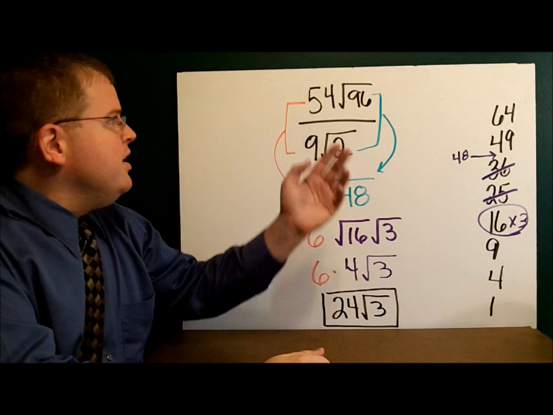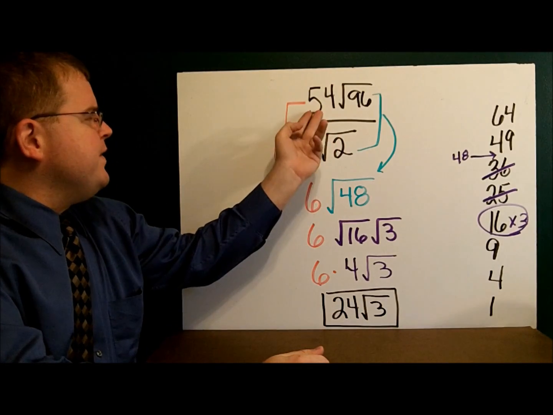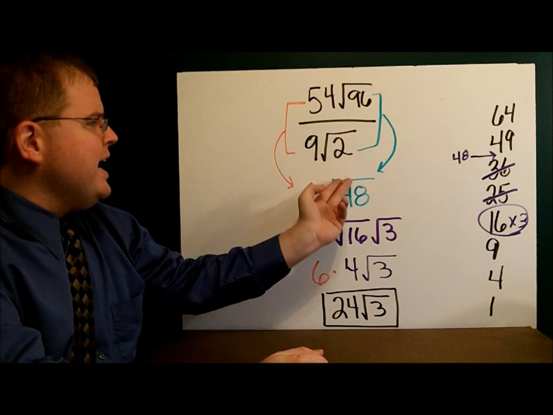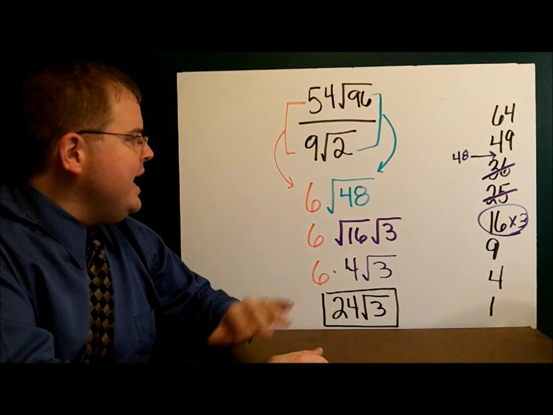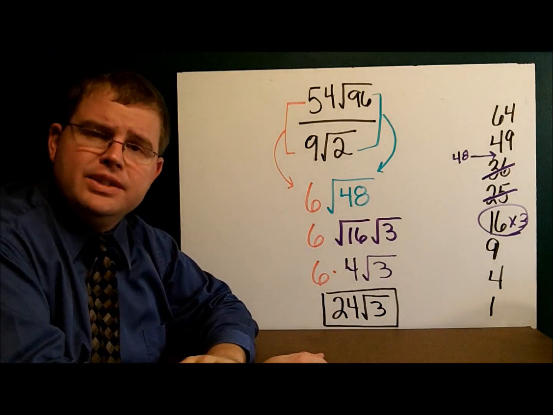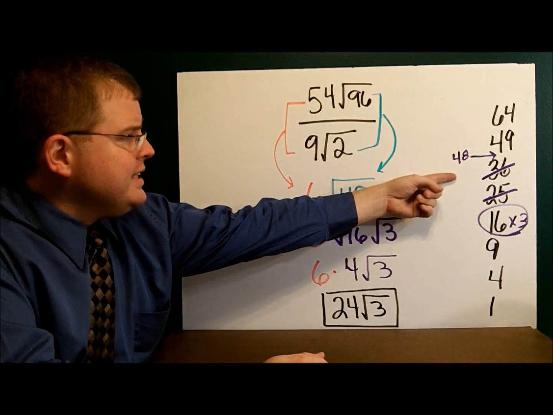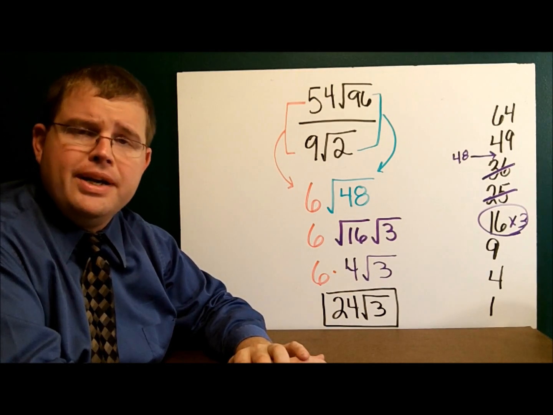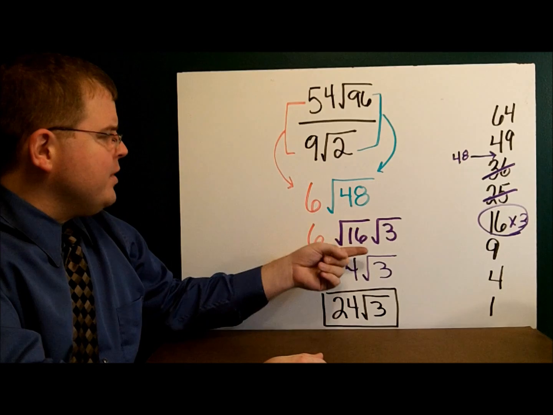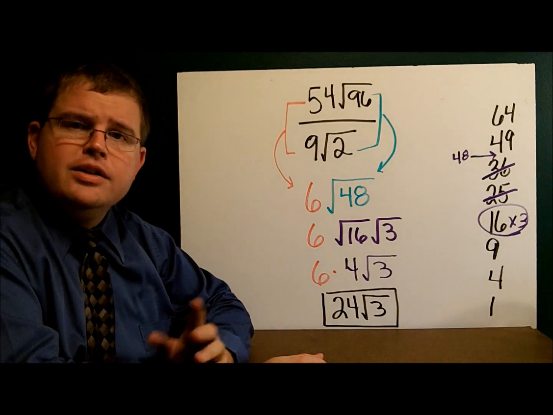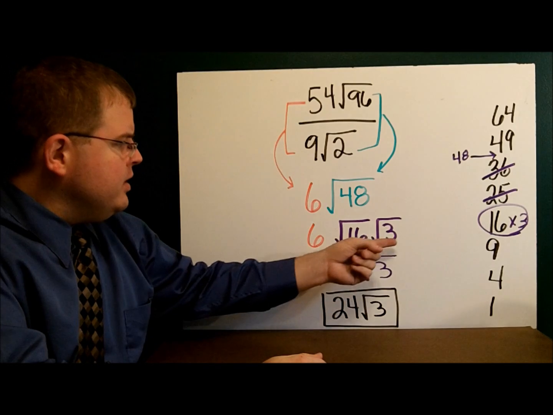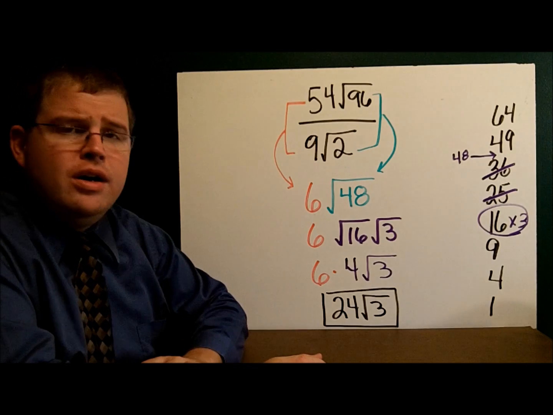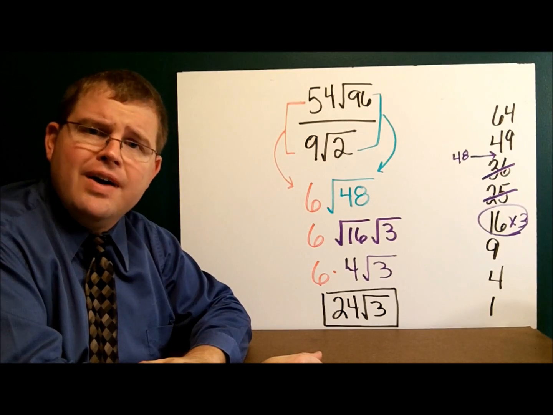Let's take a look at the answer. We divide the outsides, the coefficients, 54 divided by 9 gives me 6. The radicands, 96 divided by 2, is 48. And now I'll search for the largest perfect square that goes evenly into 48. 36 does not, 25 does not, but 16 does. 16 goes in 3 times. So I'll switch this out for a 16 and a 3. Square root of 16 is 4. Square root of 3 does not simplify, so I have 6 times 4, 24 square roots of 3. That's how you divide square roots.